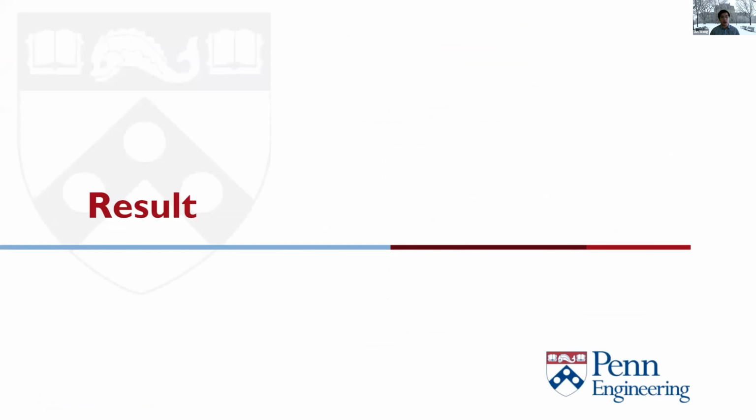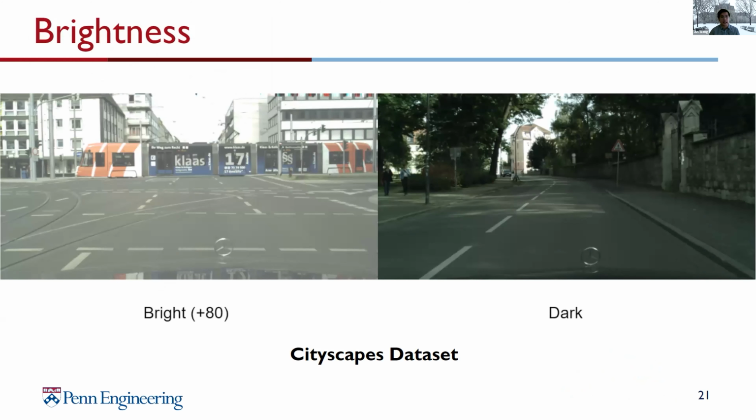So let me introduce some results from these two algorithms. First of all, the data set we are using is the Cityscapes data set. And the first natural variation, what we mentioned before, is the brightness condition. So in this case, we are training on images in a relatively bright condition, but testing them using a dark condition. Actually, this is very normal for most of the data sets in this semantic segmentation field, because most of the data sets take images from, for example, daytime and sunny weather, which is a relatively normal condition. But in real life, if we face nighttime or extreme weather, that will cause a significant performance drop.